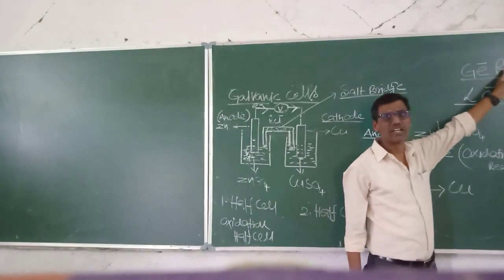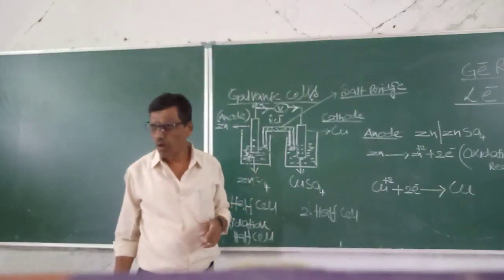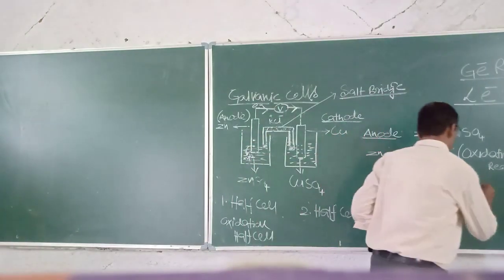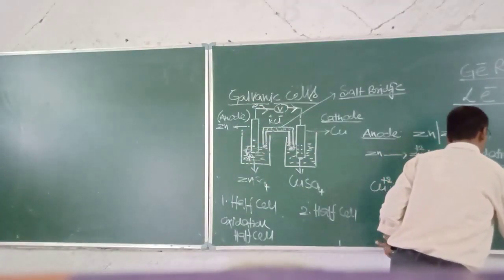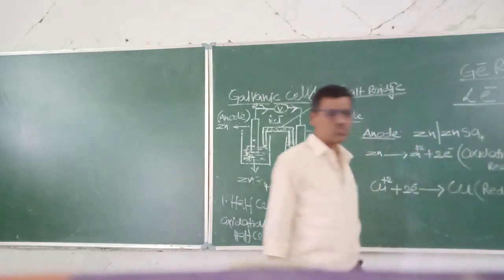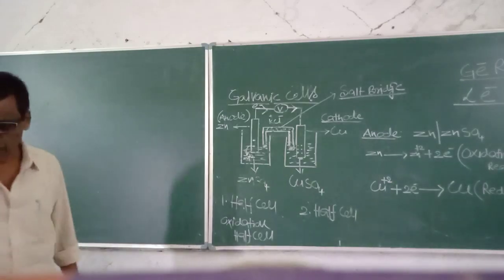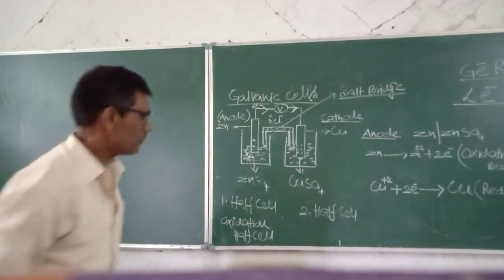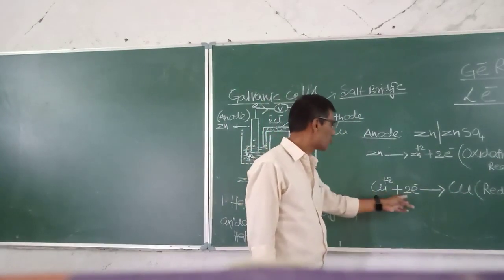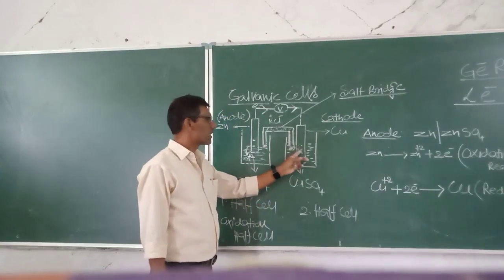Reduction: in any chemical reaction, if electrons are absorbed or accepted, it is called a reduction reaction. A reduction reaction has taken place at this other half cell. So at the second half cell, a reduction has taken place. Copper gains two electrons, becomes copper, and that copper is deposited on the copper.